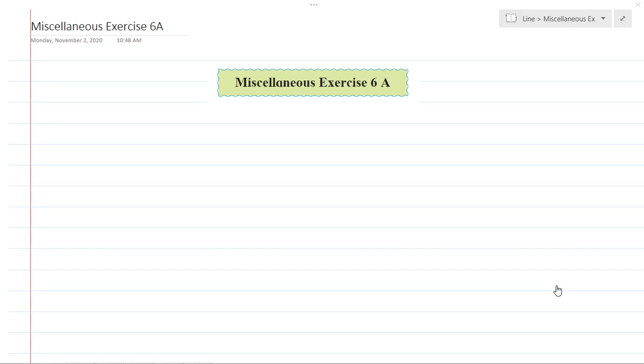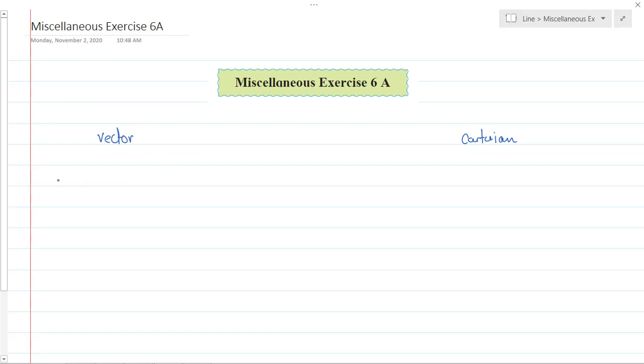Hello friends, after successful completion of exercises 6.1 and 6.2 from the topic lines and planes, we are now in a position to start miscellaneous exercise 6a. In this exercise we will require only two concepts. I hope you remember them. One is the equation of a line in vector form and another is in Cartesian form. I will write the vector form and the Cartesian form. Trust me, you require only these two formulas throughout this miscellaneous exercise.